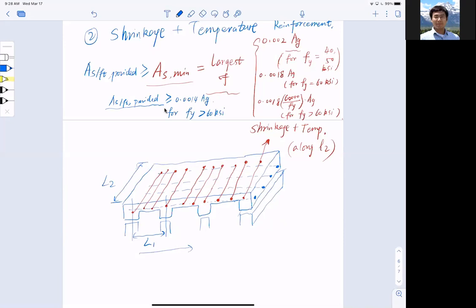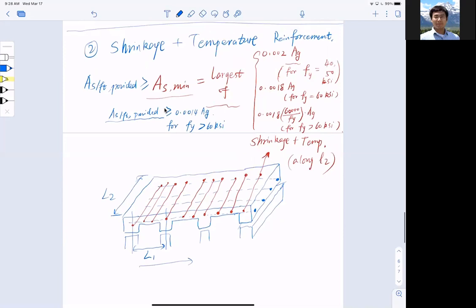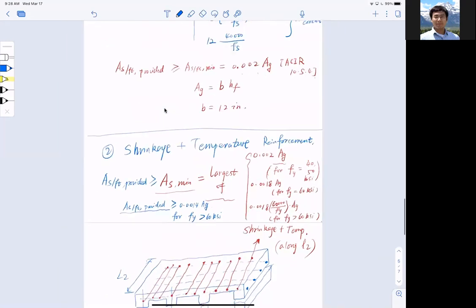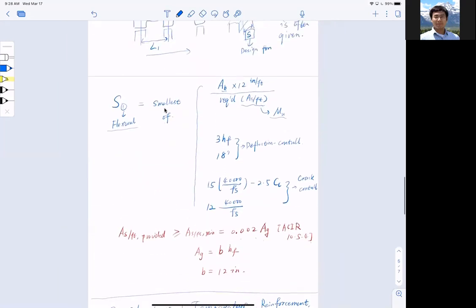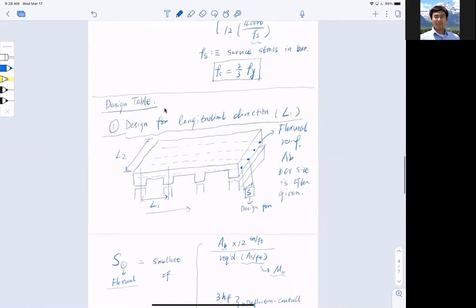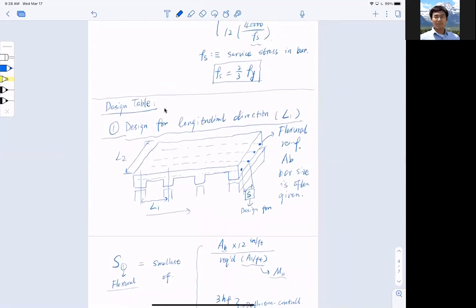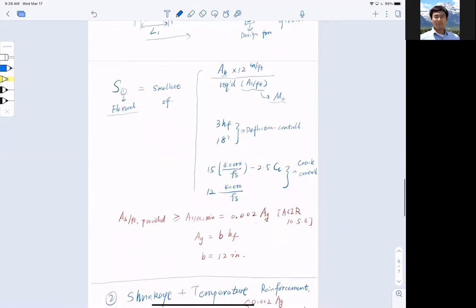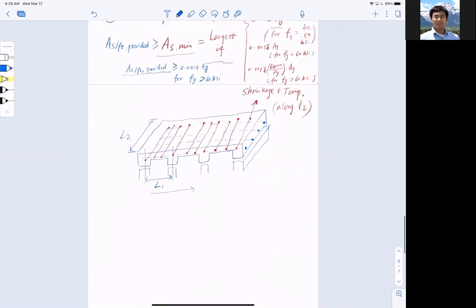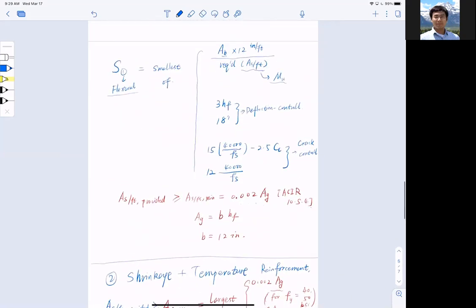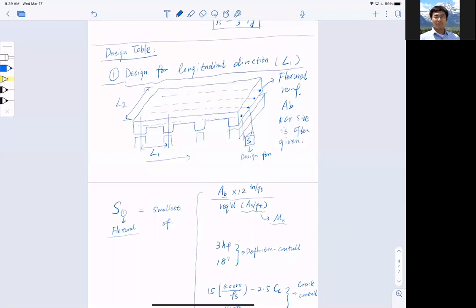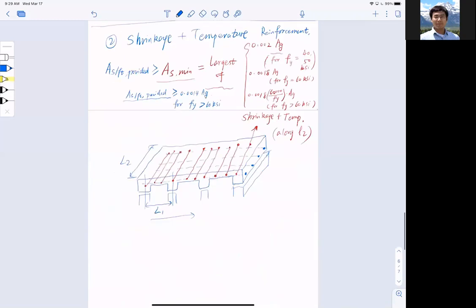All right, so you want to make sure that you understand the shrinkage and temperature reinforcement is different, when you talk about design, than the longitudinal direction for flexure. And we will also showcase the difference between them. They are both, the shrinkage and the flexure, perpendicular to each other. They're not in the same direction.